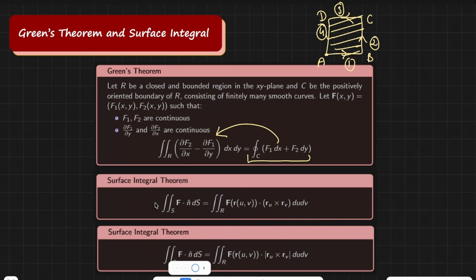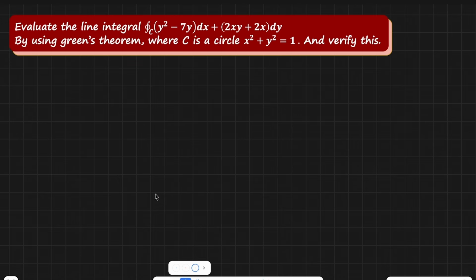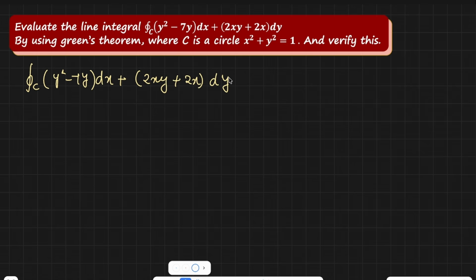And the surface integral, these are the formulas for the surface integral. Okay, first we will focus on Green's theorem. Let's say I have this: evaluate the line integral. This is the line integral given: the integral of y square minus 7y dx plus 2xy plus 2x dy. Okay, apply Green's theorem and then solve this. How can we find the solution?